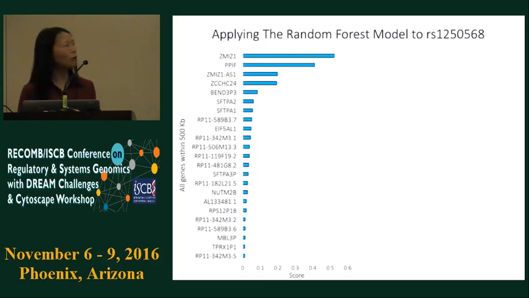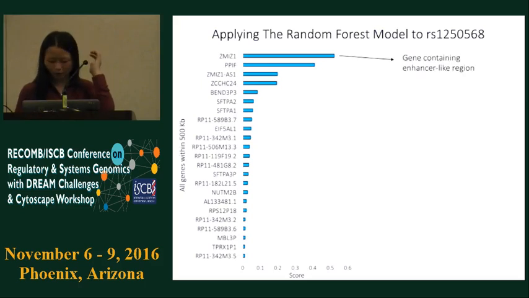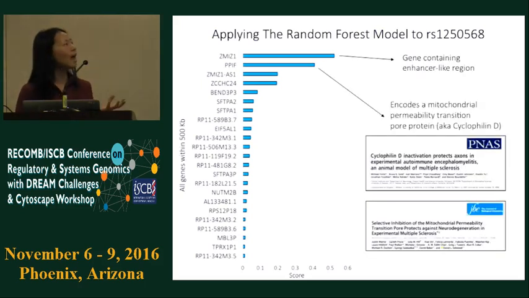So when we have this model, we can go back to the original example of the SNP for multiple sclerosis, apply the model, and see which genes the random forest predicted. Two genes are ranked first and second. The first one is the gene I mentioned, ZMIZ1, the gene for which the SNP is in the intron. And then PPIF is the next gene over, which hasn't been shown to be a target gene of this SNP.